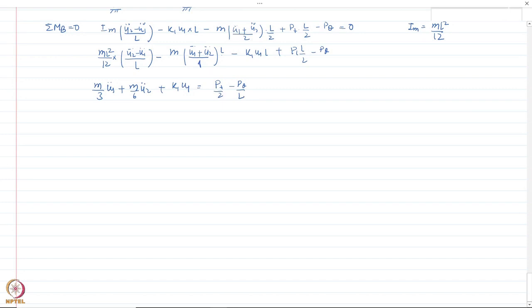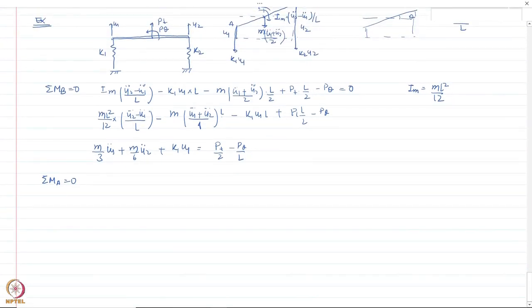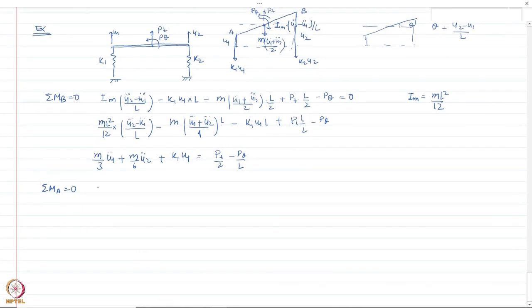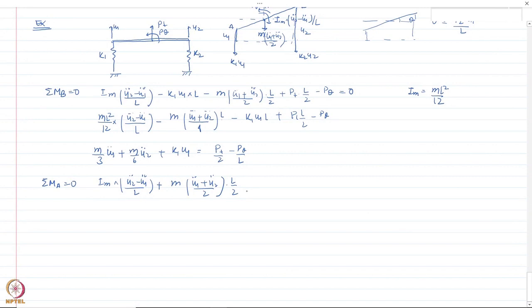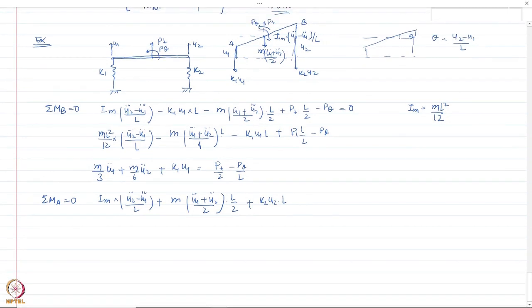Similarly, what I'm going to do here is write down the equation of motion, summation of M_A equal to 0. Let us write that down. So when I do that, it will have I_M times (u2 minus u1) divided by L plus m times (u1 plus u2) divided by 2 times L by 2, both clockwise, about point A. Then I have k2 u2, which is again clockwise, times L, and then we have P_theta, which is anticlockwise, and P_t, which is also creating an anticlockwise moment.